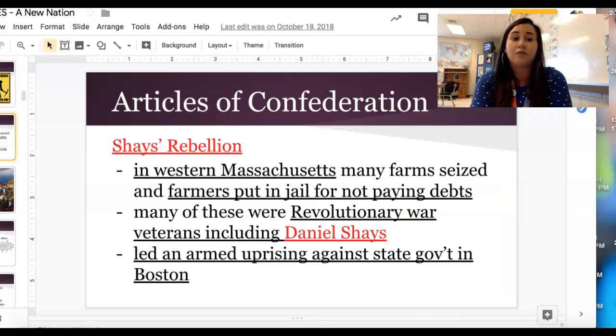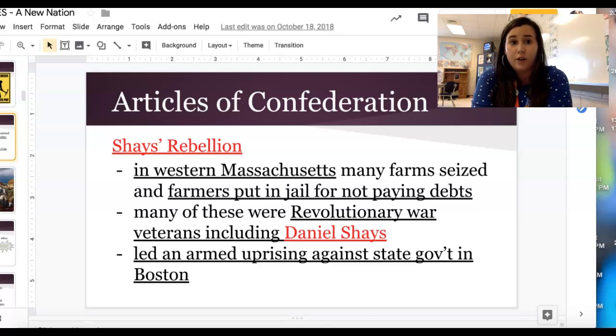So in several states, we are going to see armed rebellions against state governments. You are seeing American citizens take up arms against democratically elected governments. The biggest example of this is Shays' Rebellion. Shays' Rebellion starts in western Massachusetts. This is a more rural area of the state where most people are farmers. That's how they make their living. That's how they feed themselves.